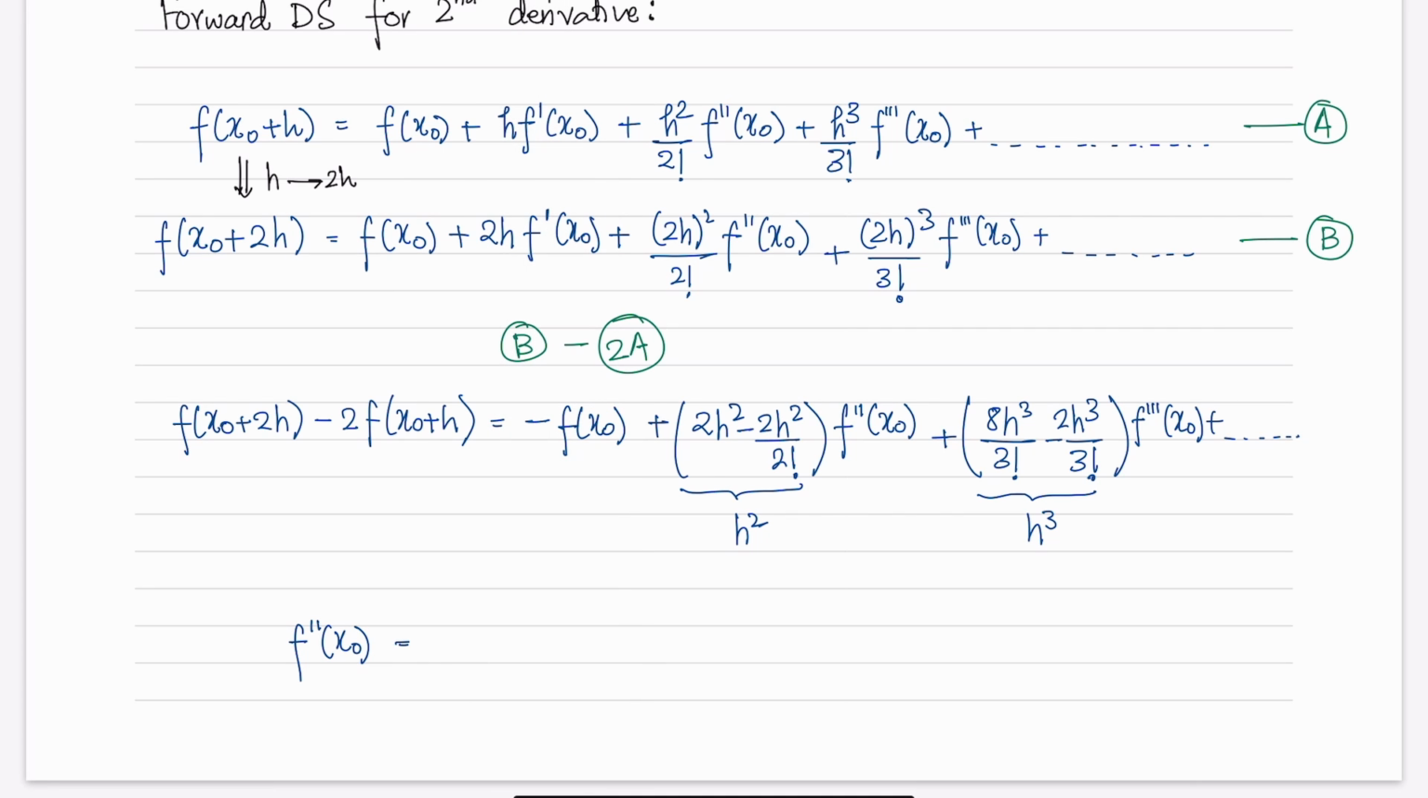So what we have finally is f of x naught plus 2h plus f of x naught minus twice of f of x naught plus h, this entire thing divided by h square, and then we have a negative of h times the third derivative of f naught, and so on. So the basic idea remained the same, that we have to use more points if we want to evaluate a higher order derivative.